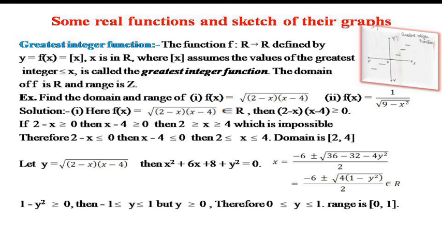Now, let's see how to find the range of a function. To find the range of a function, first of all, we have to consider y is equal to f(x). That is, y is equal to root over (2 minus x) into (x minus 4). That is, y in terms of x. To find the range of a function, we have to first convert x in terms of y. So I am converting here x in terms of y. It will come out as x equals 3 plus or minus root over (1 minus y squared), which belongs to R. This value of x will be a real number whenever 1 minus y squared is greater than or equal to 0. If we simplify it, we will get y lies between minus 1 and plus 1.